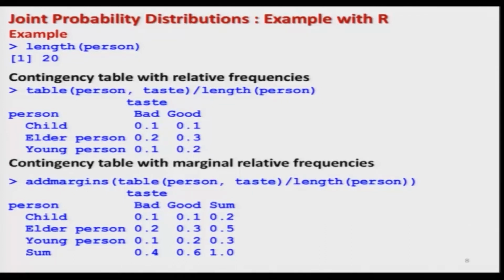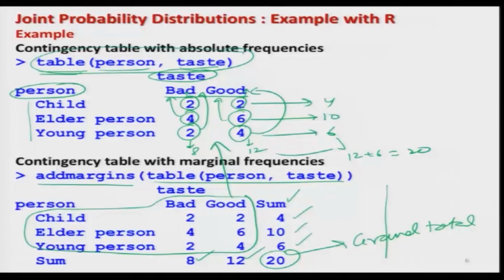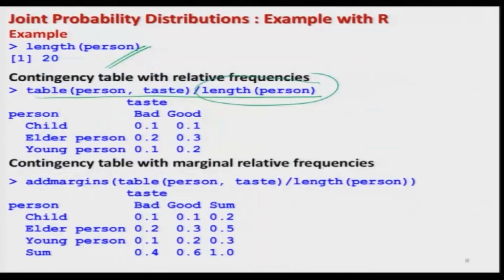But before going into the R console, let me show you these calculations with respect to the relative frequencies also. You can find out here the length of person is coming out to be 20, and now if you try to find out the contingency table with respect to the relative frequency, you have to use the same command, you simply have to divide it by length of person. Every value of absolute frequency here is going to be divided by 20, and you can obtain these values.